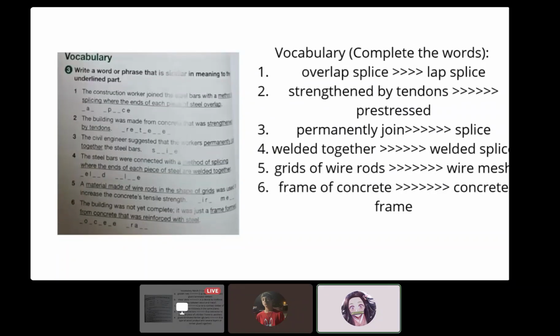Then we have vocabulary, complete the words. The first one is overlaps splice, lap splice. Second one is strained by tendons, prestressed. Third one is permanently joined, splice. Fourth one is welded together, welded splice. Fifth one is grid of wires, wire mesh. Sixth one is frame of concrete, concrete frame.